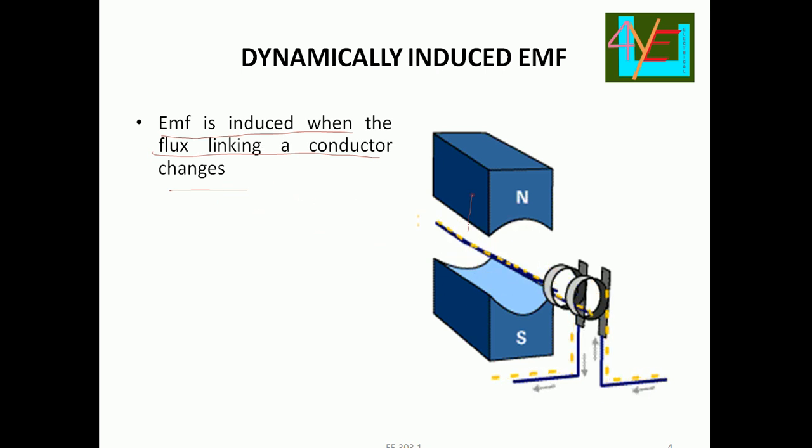Here the flux is changing. The flux is flowing from the north pole to the south pole, and the conductor is rotating. Due to the rotation of this conductor, the flux is cut by the conductor and EMF is induced in it. The direction is changed. This way, dynamically induced EMF is generated.